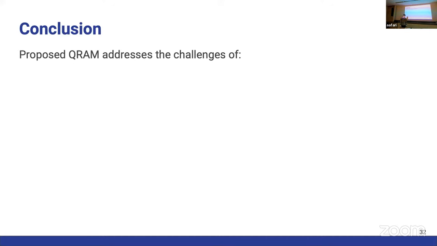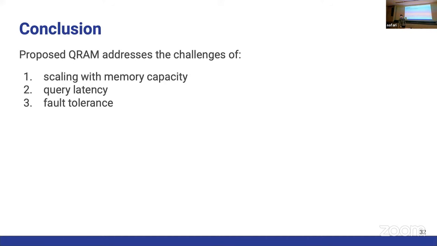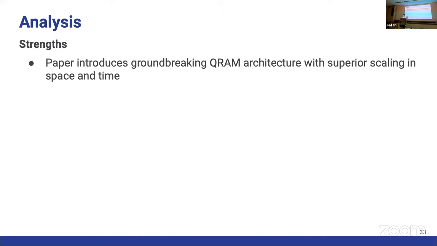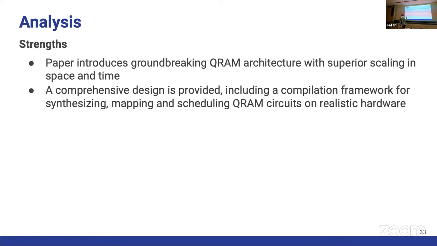All right, so our conclusion. The proposed QRAM addresses challenges of scaling with memory capacity, query latency, and fault tolerance, through virtualizing QRAM using latency-free mapping to a 2D grid architecture using H3 recursion and leveraging intrinsic noise resilience in the circuits. In the analysis for the strengths of the paper, I wrote that the paper introduces a groundbreaking QRAM architecture, which is superior to the previously discussed architectures, which are the current state of the art.